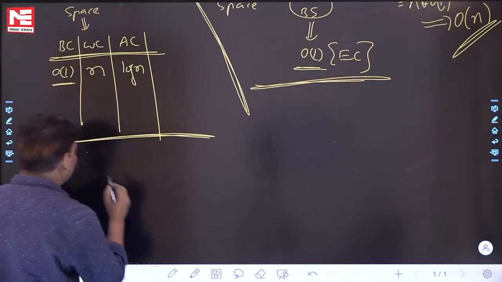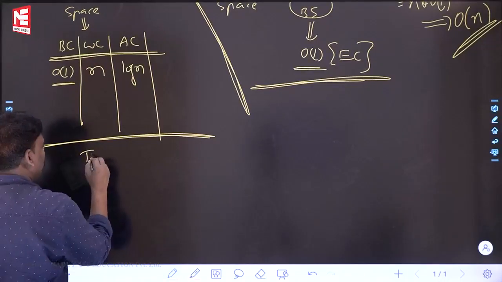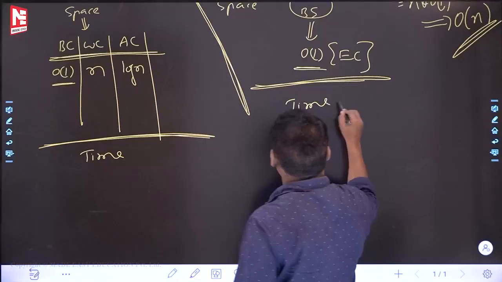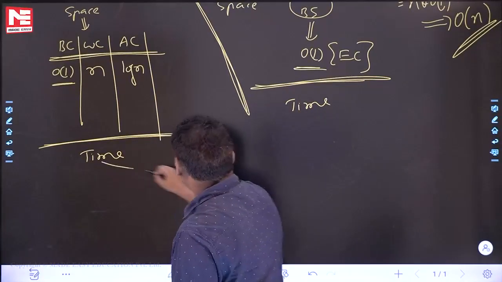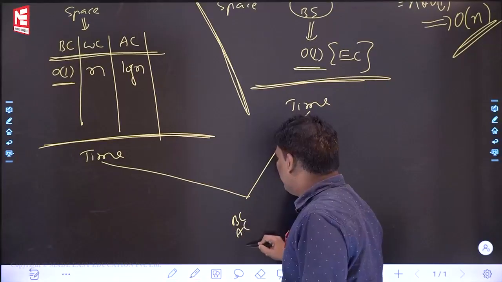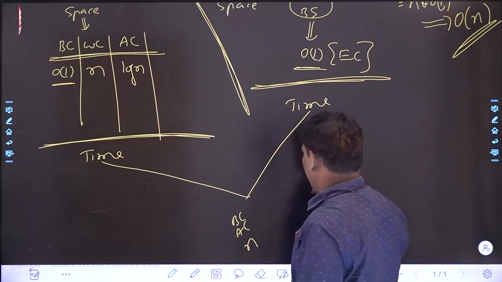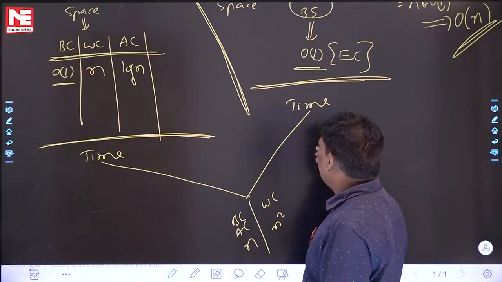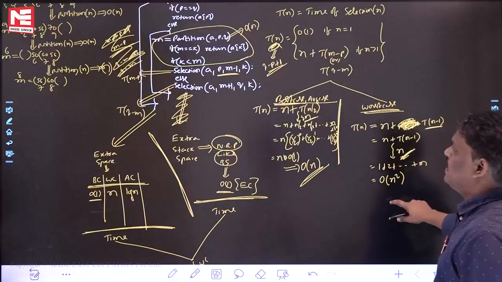See the time also. You know very well, time is the same in both cases. Recursion or non-recursion doesn't decide the time; logic will decide. Time complexity, what is the answer? Best case and average case, how much? N, you know already. Worst case n square. So this is the selection procedure and all.